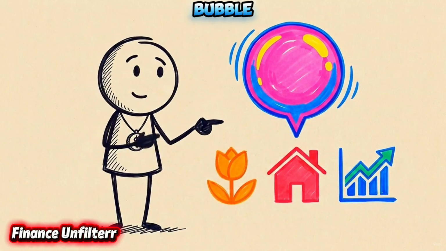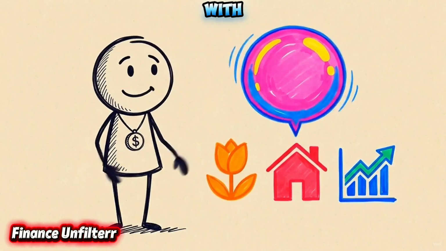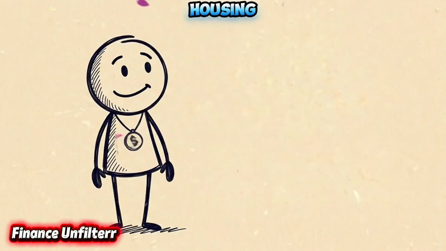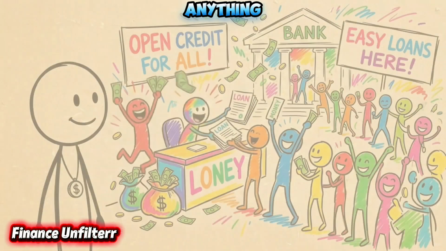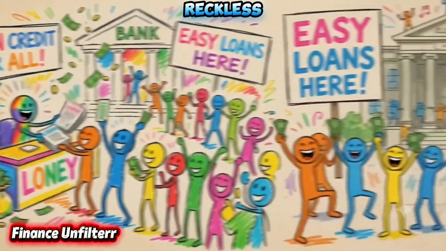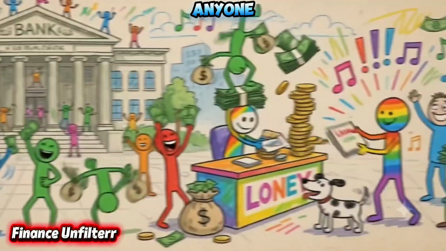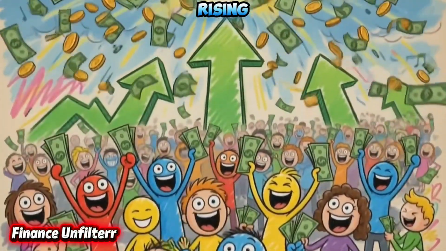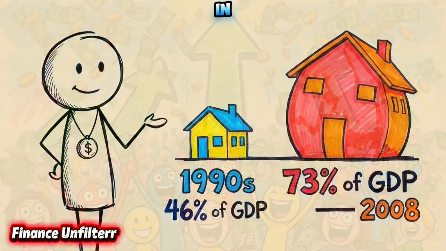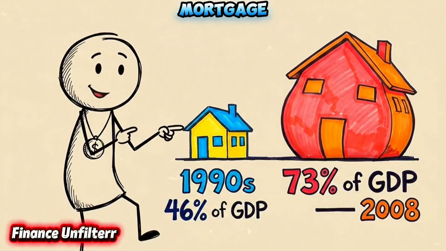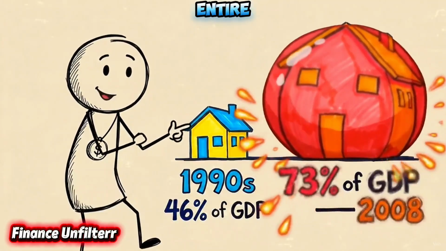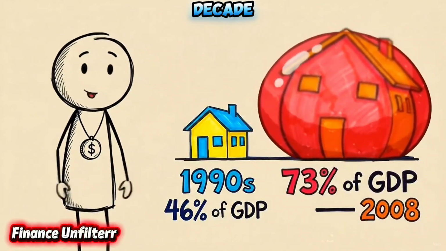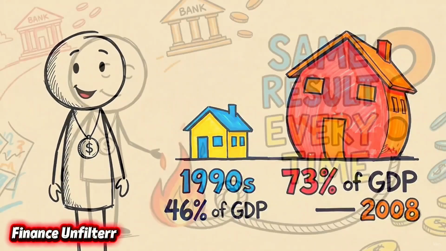Stage 1. The bubble. Every financial crisis begins with an asset that people believe will rise in price forever. It could be tulips, housing, technology stocks, or anything. During a bubble, lending becomes reckless. Banks issue loans to anyone. Investors take enormous risks. Everyone believes prices will keep rising. Caution disappears. In 2008, United States home mortgage debt reached 73% of the entire country's annual economic output, up from 46% just a decade earlier. That was the bubble.